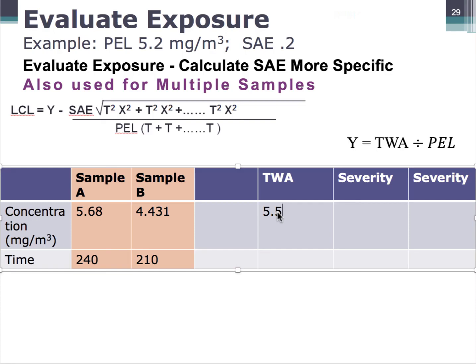So again, it looks somewhat complicated. What I warn you to be careful about is you need to do the entire top first, then divide by the bottom, and subtract out your y here. And when you're doing the more specific standard analytical error calculation, your y here is your time-weighted average divided by your PEL. And that makes sense because you have multiple samples, but I think it could become slightly confusing. So let's do an example together.